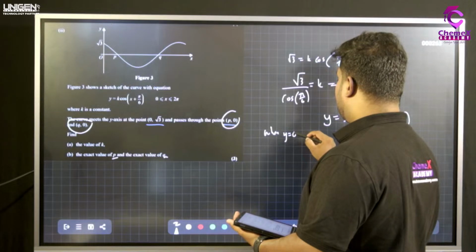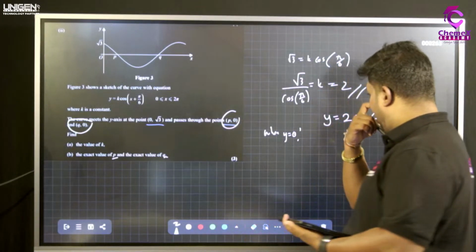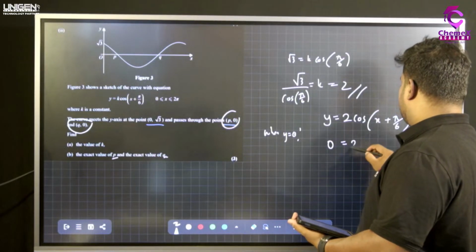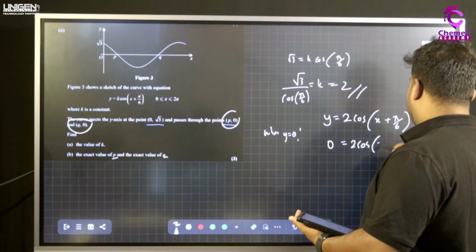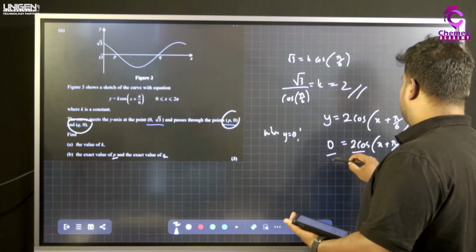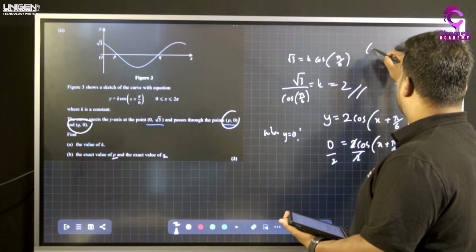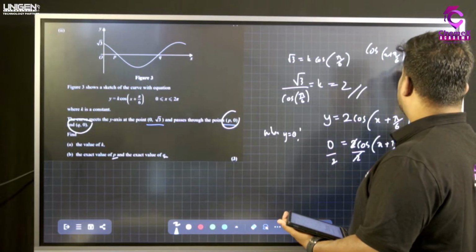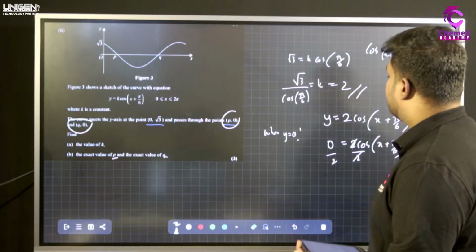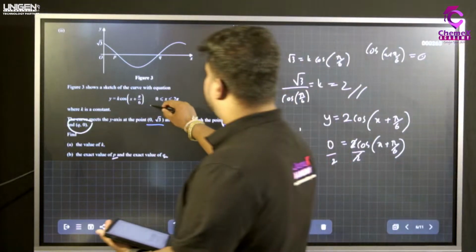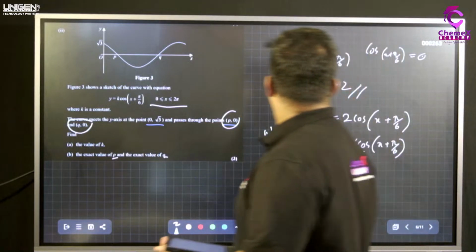Y equals 0. 0 equals 2 cos(x plus pi over 6). Divide both sides by 2. Cos(x plus pi over 6) equals 0. So x plus pi over 6 is between 0 and 2 pi. So what's cos inverse 0?